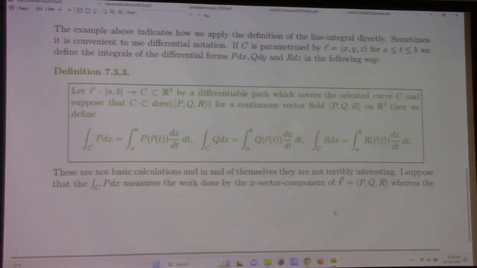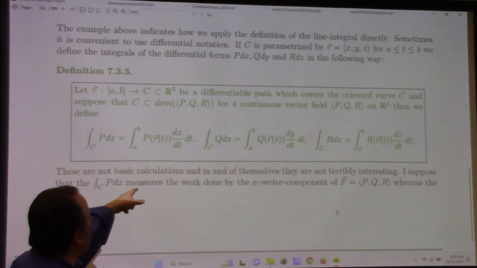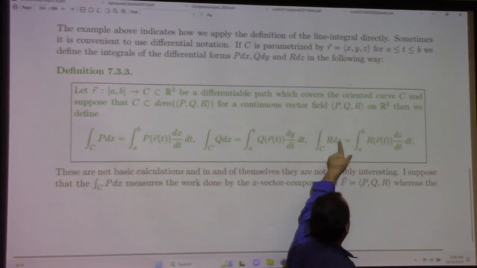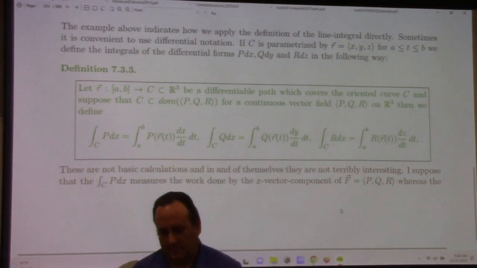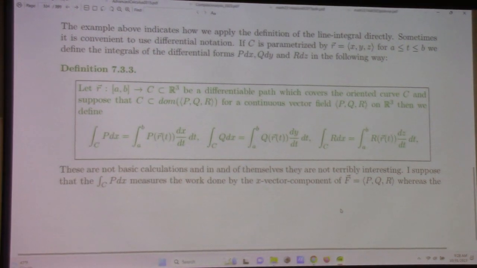There it is. So here's the definition of the integral P dx, Q dx, R dx. Usually it's Q dy. Look at that. Good grief. That's a dy. That's a dz. What idiot wrote these notes? Thanks, guys.